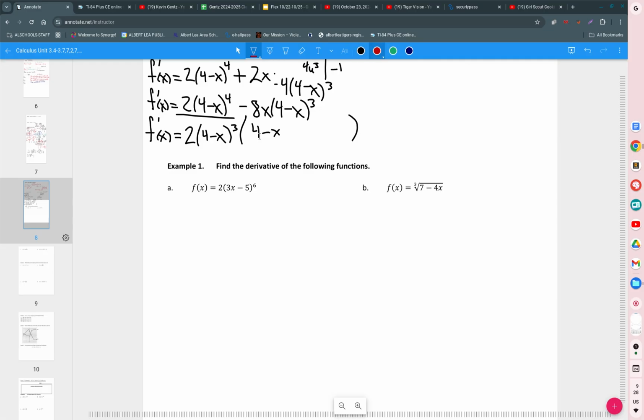And what if you take a 2 times (4 minus x) cubed out of this? What are you left with? A 4x. So notice in this last piece here that there are 2 terms that you can combine together. F prime of x is equal to 2 times (4 minus x) cubed times (4 minus 5x). And that's the factored form.